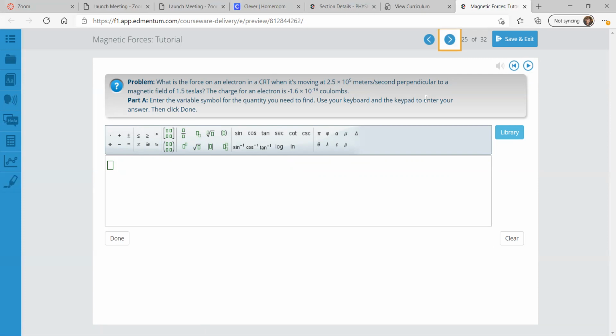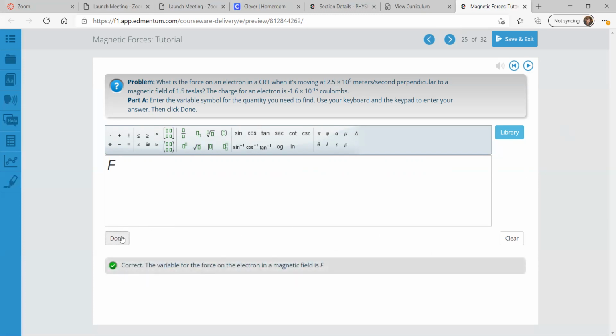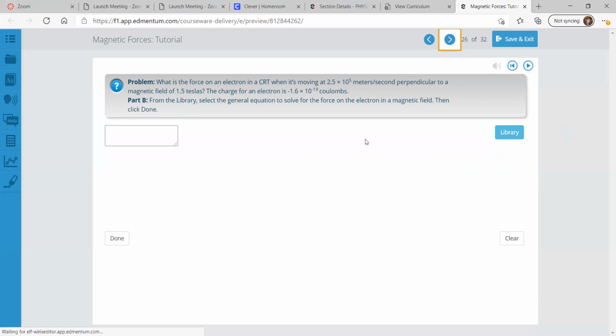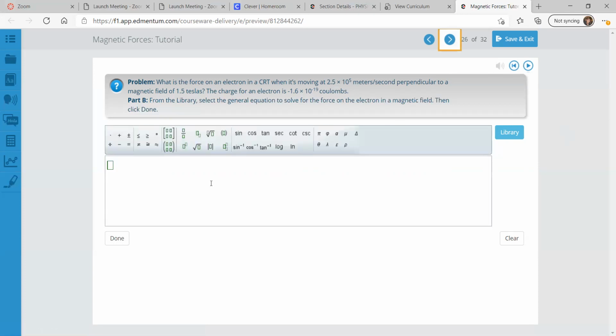The charge for an electron is negative 1.6 times 10 to the negative 19th coulombs. Enter the variable symbol for the quantity you need to find. Well, we're looking for F. Force. Now, select the general equation to solve for the force, and then click Done.